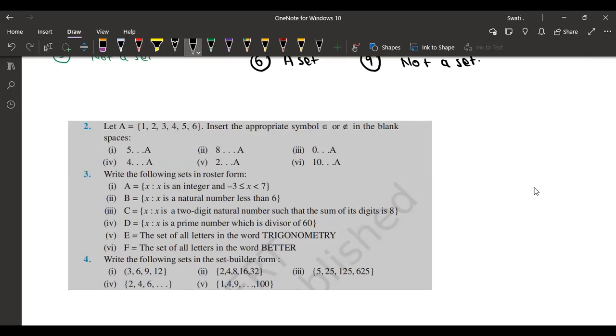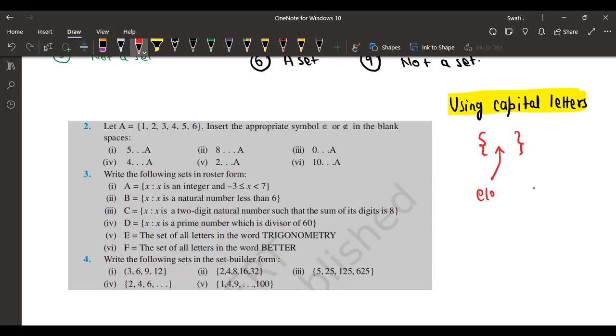Before I explain the second question, I'll first tell you a very basic concept about sets. First of all, how do we represent sets? We represent sets using capital letters. Always remember this. We represent sets using capital letters. Another question, how do we write sets? Whatever entries we write down in the sets, we always write inside the curly braces.